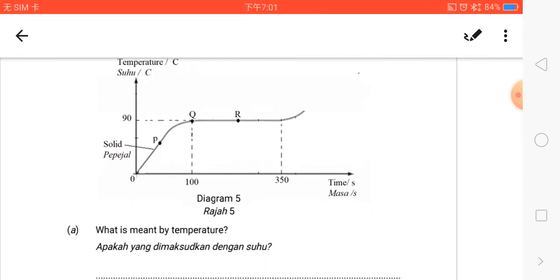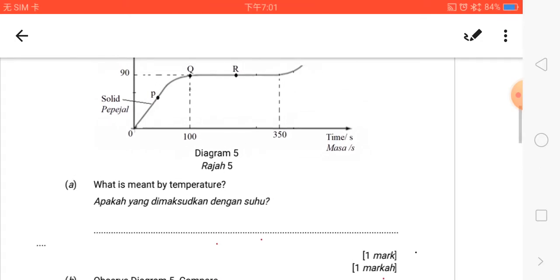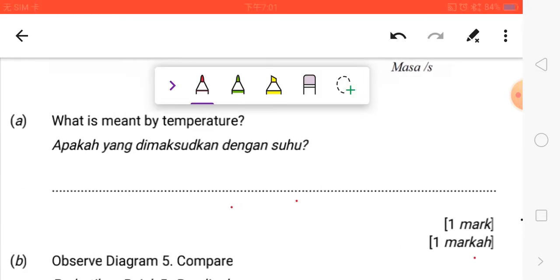So we just look at question A: what is meant by temperature? Temperature is very easy. We can say the temperature is a degree of hotness or coldness, or you can say it is the average kinetic energy of particles. I think average kinetic energy of particles is more suitable. You can ask your teacher whether it can be right in the exam or not. If you can, please leave a comment down below to tell me what the result is.